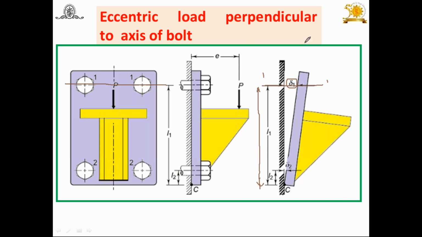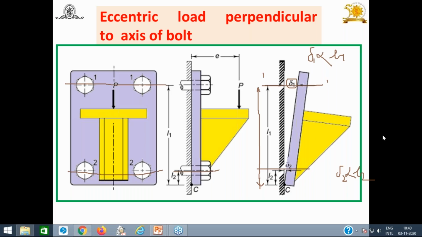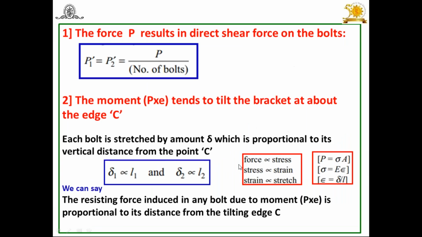That means delta 1 is directly proportional to L1. And similarly here you will find this is position 2. At this position 2, delta 2 is directly proportional to L2. Try to understand. And this is going to happen because of the couple. I have already told you here. Now I have written these things here. That's why delta 1 is directly proportional to L1 and delta 2 is directly proportional to L2.